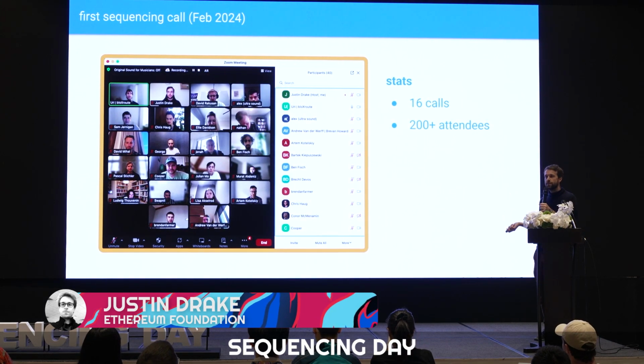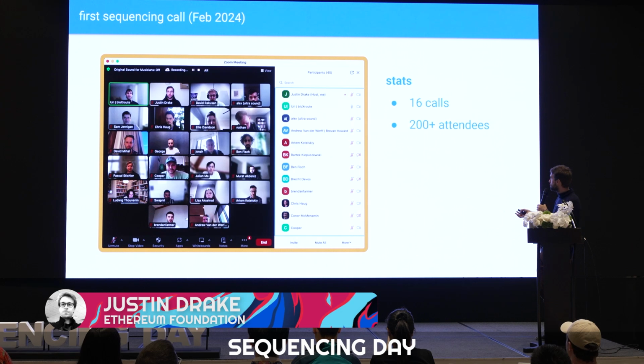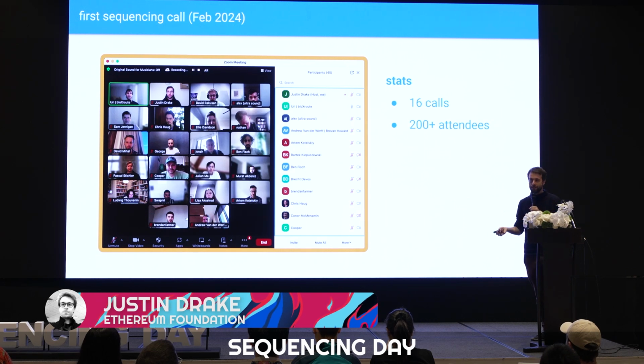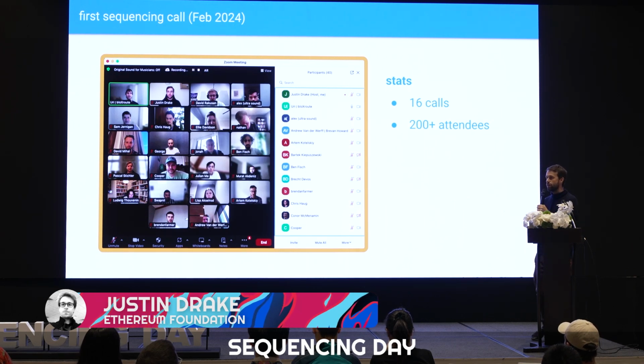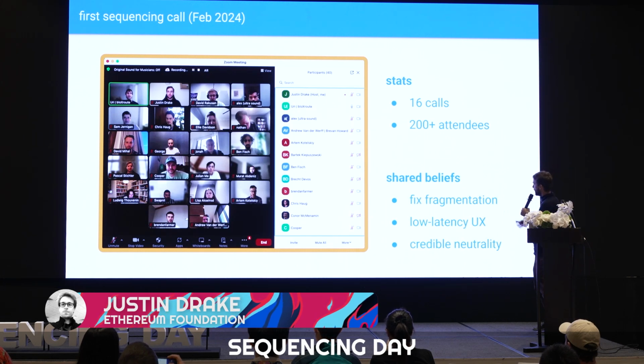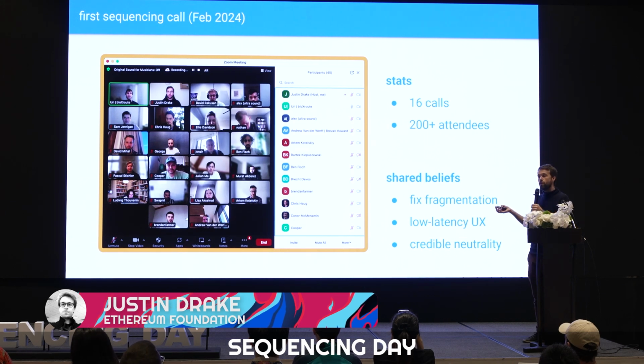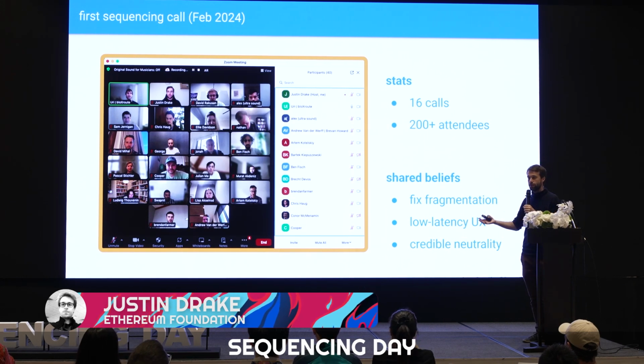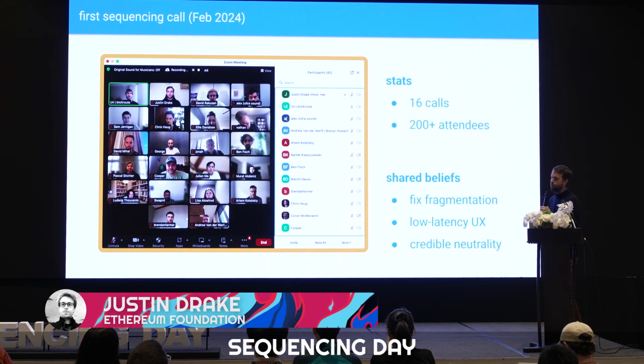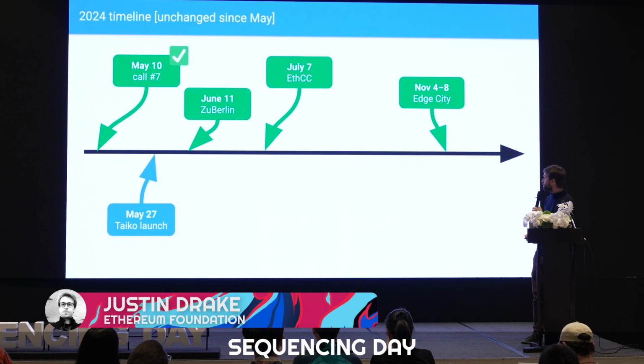And generally speaking, it's like 50 to 60 attendees to these calls. So the attendees are very much repeat attendees that have a lot of shared beliefs. And these shared beliefs are around the fact that we can indeed fix Ethereum fragmentation, that we do indeed want extremely low latency, even lower than Solana, right? Just ping time latency, and that we also want a very large amount of credible neutrality.